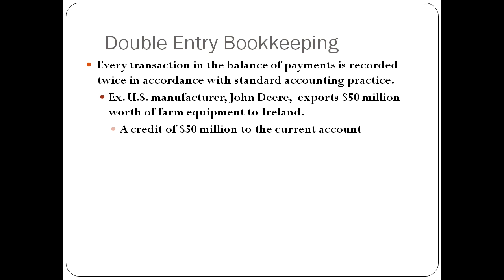So basically what's happening is you have an inflow of $50 million in this current account. So you're going to have a credit or an inflow of $50 million to the current account. You're going to have a debit of $50 million to the capital financial account because John Deere from the United States is giving up, or there is an outflow of $50 million worth of capital. So we have a debit of $50 million to the capital financial account. So the credit of $50 million to the current account is basically saying you're having an inflow of $50 million to the current account. The debit is an outflow of $50 million worth of capital to Ireland.